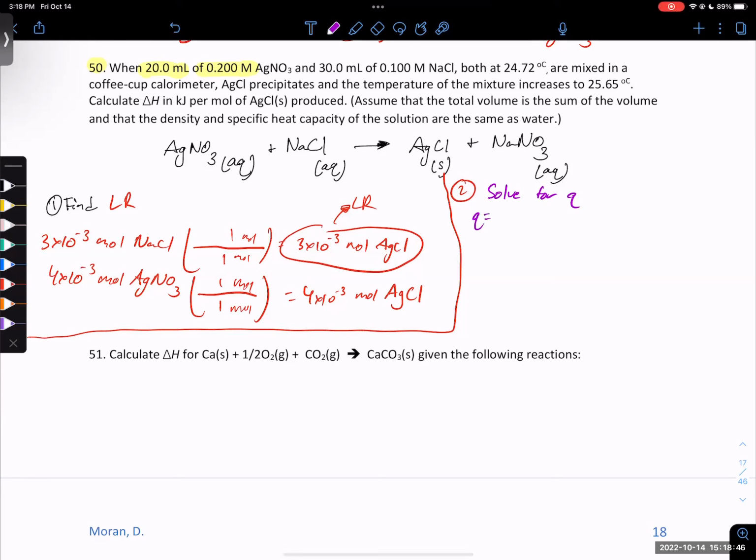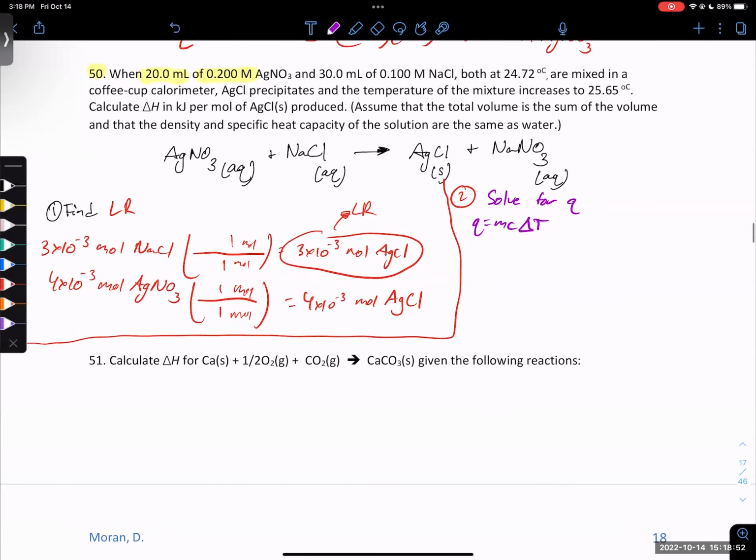Yeah, exactly. Q equals MC delta T. So are we given enough information right here to do the Q for our reaction mixture? Yes, you have the moles of AgCl, you can convert that to grams. But we don't specifically have the specific heat, because it says it's the same as water. What's a simpler way?